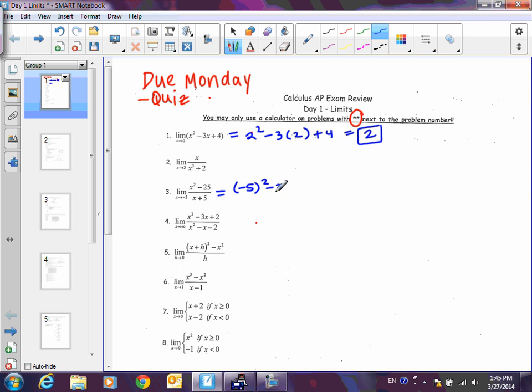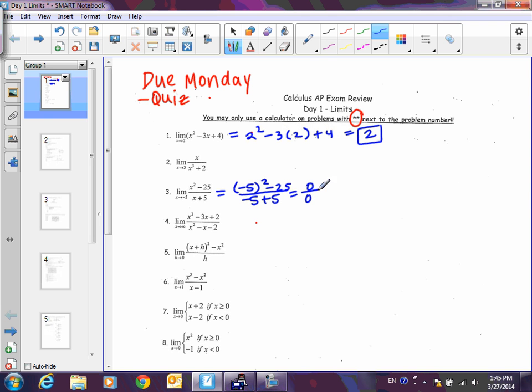0 over 0. Yep, we end up getting 0 over 0. And when you get 0 over 0, that means that the limit does exist, but you are going to have to do more work to find it. When do you know the limit doesn't exist? Not when it's 0 over 0, but when it's some other number over 0.